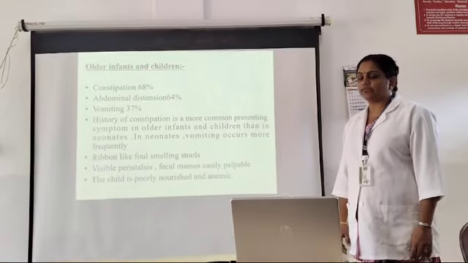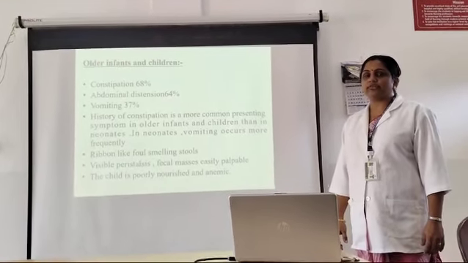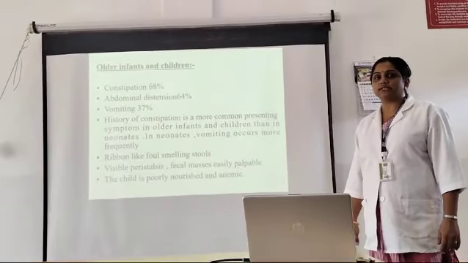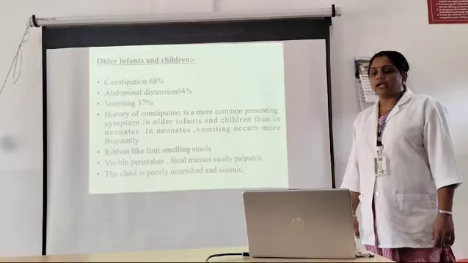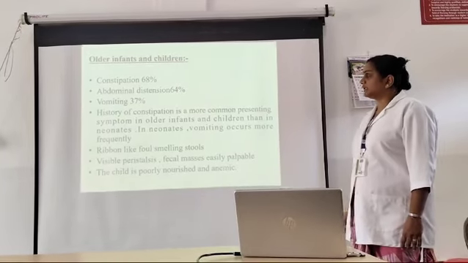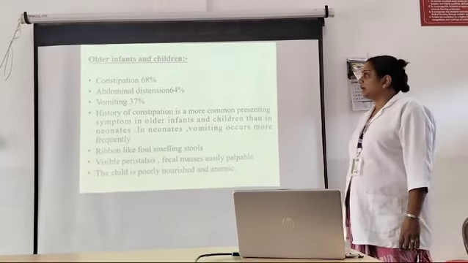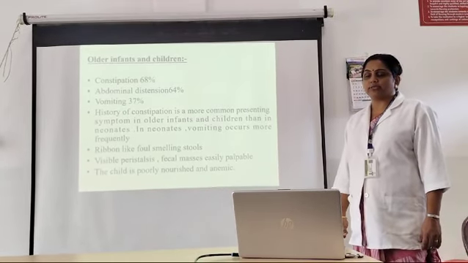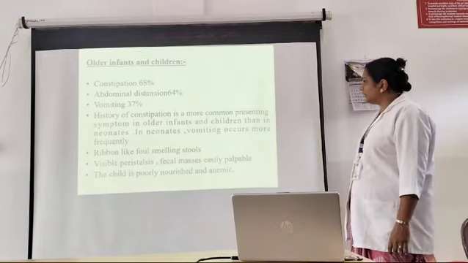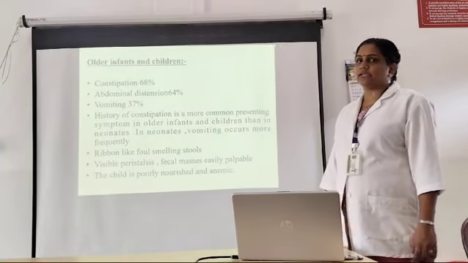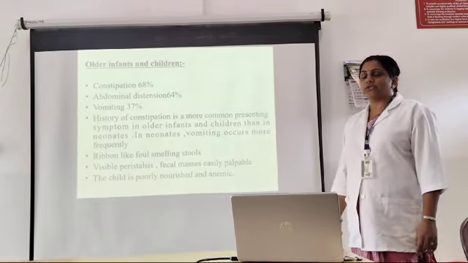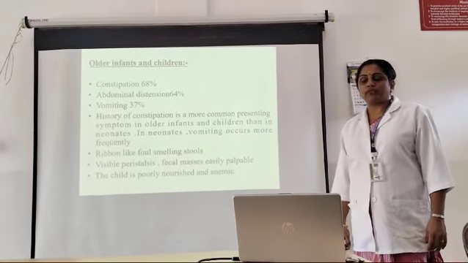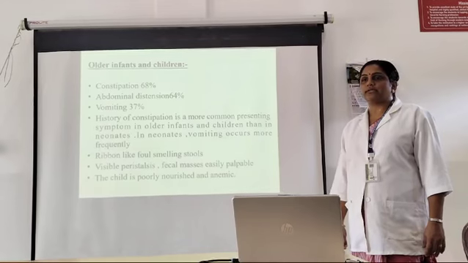And older infants and children. In older infants and children, you can see constipation. 68% of the children have constipation, and 64% of children have abdominal distension, and vomiting is also there. The baby will have a history of constipation in older infants and children, more than in neonates. In older infants, we can see a history of constipation for a long period of time. Then ribbon-like foul-smelling stool is also present.